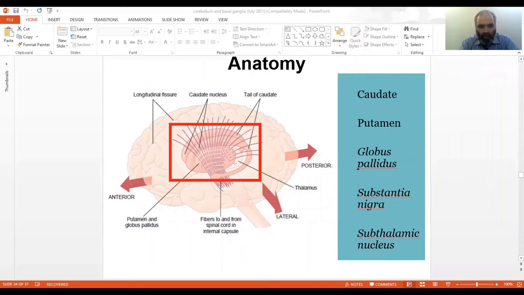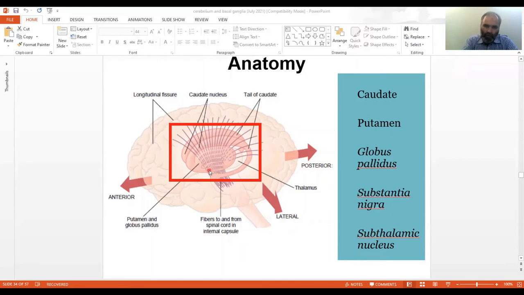Now, obviously, there are limitations of this diagram because it's a lateral diagram, and it's not a cut section. He's just made the hemispheres transparent to show you the deep nuclei inside. But we do get some data from it. Firstly, we obviously know that this is anterior, this is posterior, and this is lateral, and we are looking at the basal ganglia from the lateral side. Nothing is cut; it's just as they are.